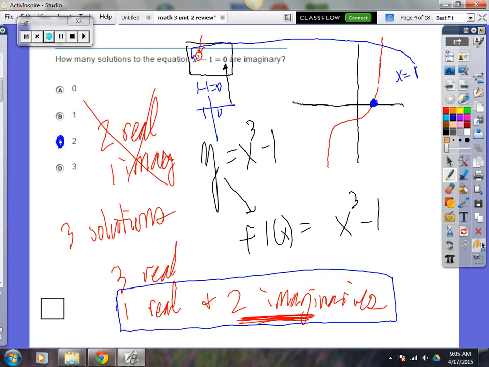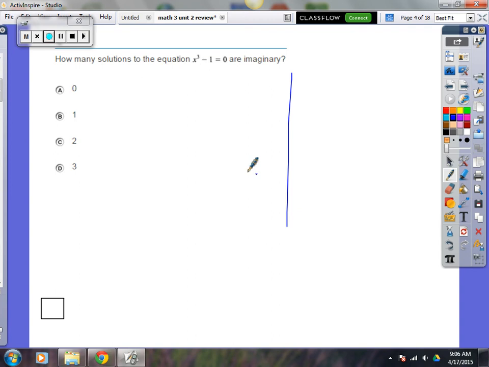Now if your graph looked like this, if your graph came up and then down and then up, then it would have three real solutions, because one solution would be there, one solution would be there, and one solution would be there. So your real solutions are wherever it crosses the x-axis. So the easiest way to do it is just punch it in the calculator and look at the graph.